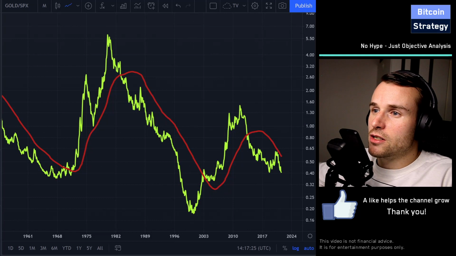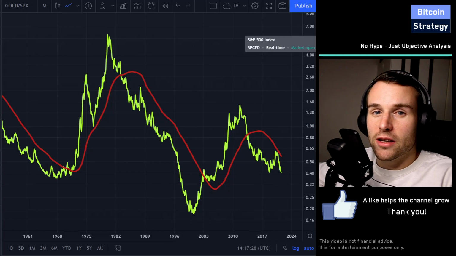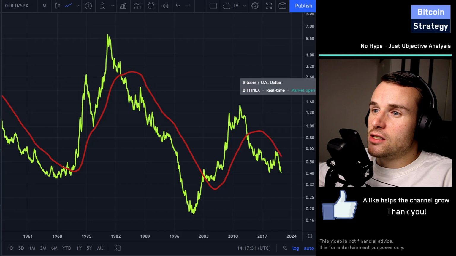Of course, no financial advice, right? We're talking about regulated instruments here. I'm just trying to make sense of the data.